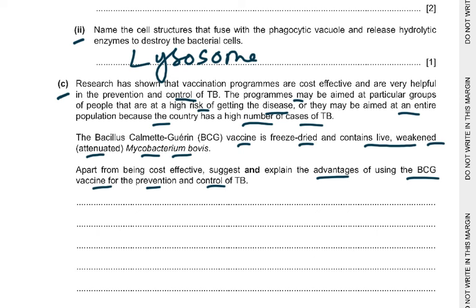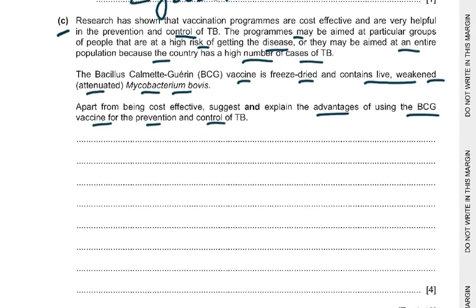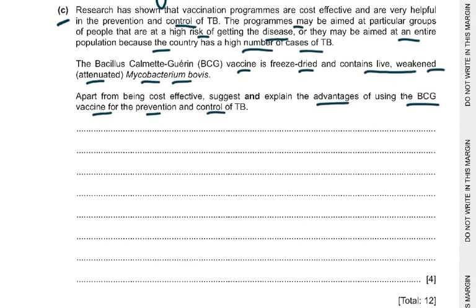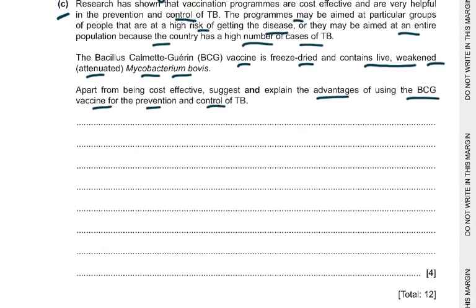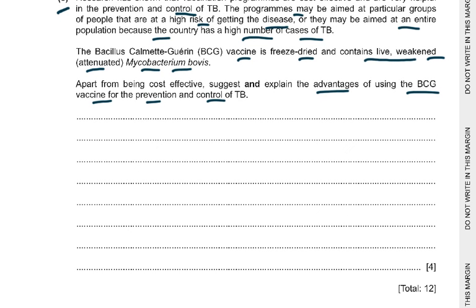We in Pakistan all have got the BCG vaccine. We must have got it when we were kids. You must have got the BCG vaccination because in Pakistan TB is very common, so everybody gets it. Now what is the advantage of using the BCG? They've told you something. It contains live. Now this is a very good clue to that.